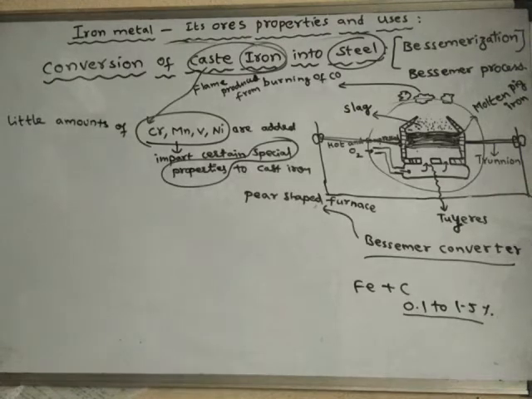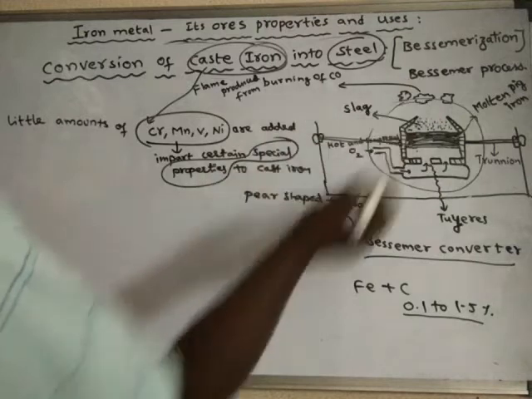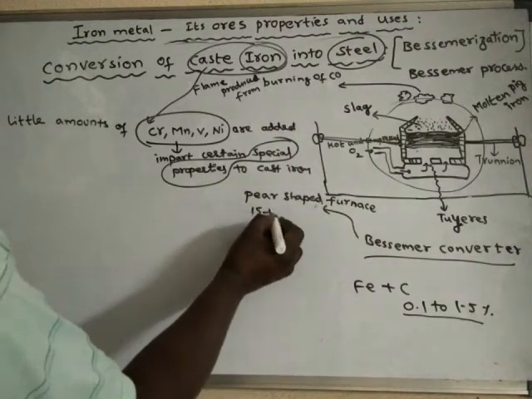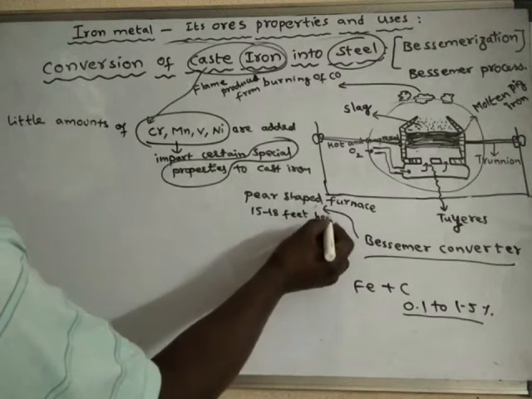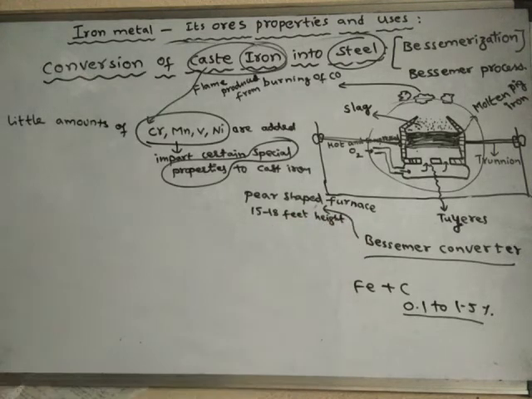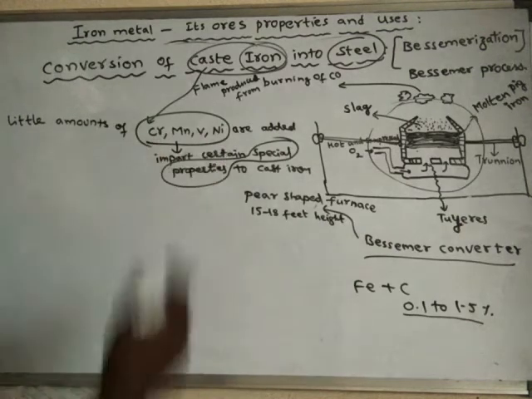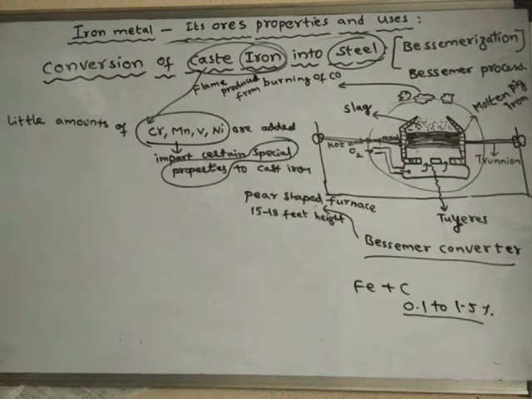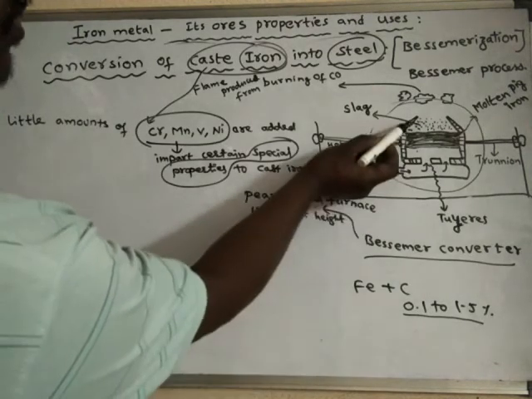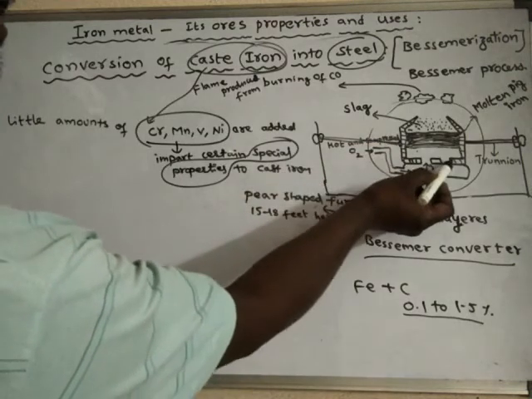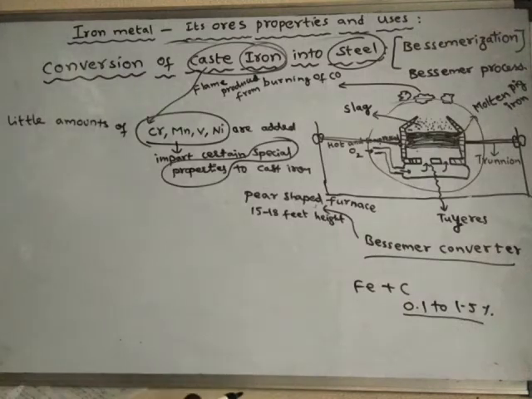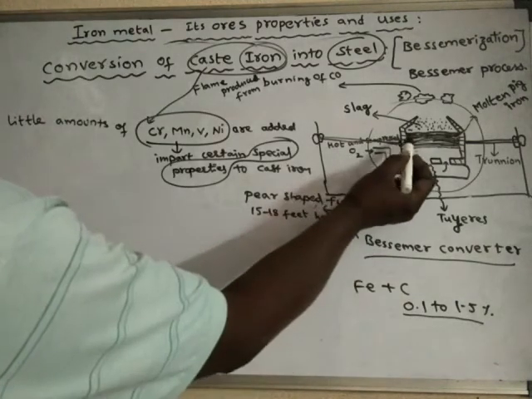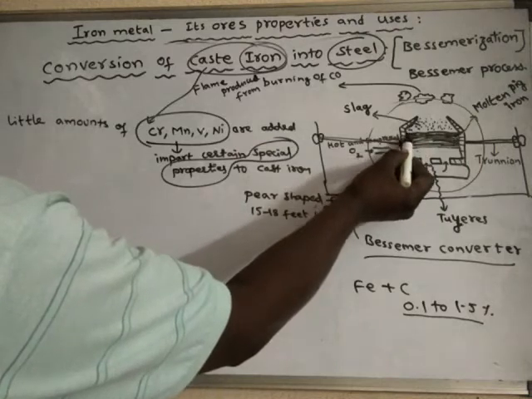Actually, the height of this one is 15 to 18 feet. And it is made up of steel plates. So this Bessemer converter is made up of steel plates, and inside the steel plates there is a lining.